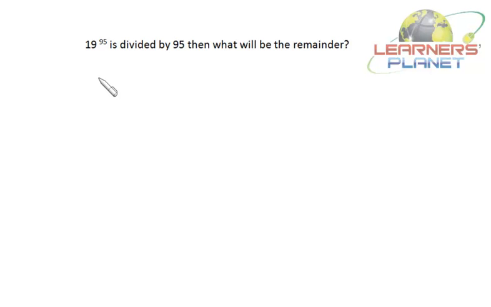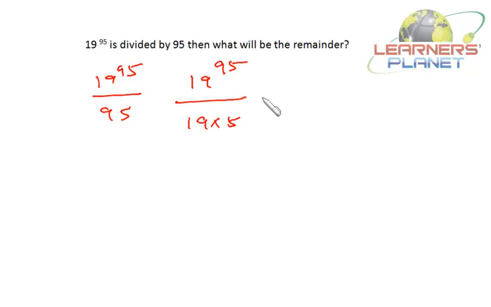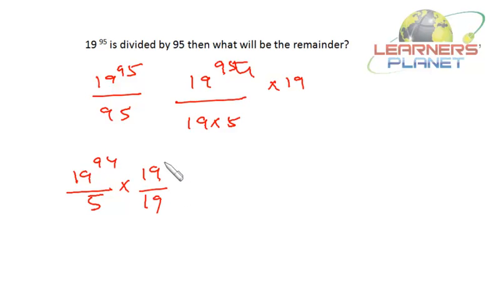Now in this case, if 19 raised to 95 is divided by 95, then what will be the remainder? Now 19 raised to 95 by 95 can be written as 19 raised to 95 upon 19 into 5, or we can write it as 19 raised to 94 into 19. So further, 19 raised to 94 by 5 into 19 by 19.